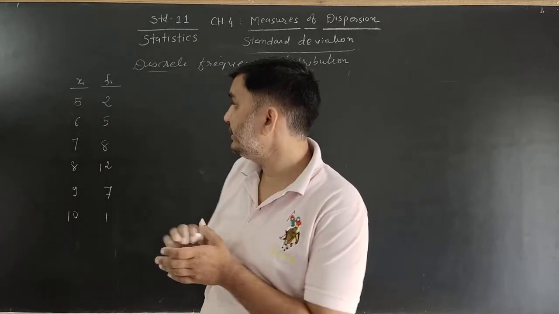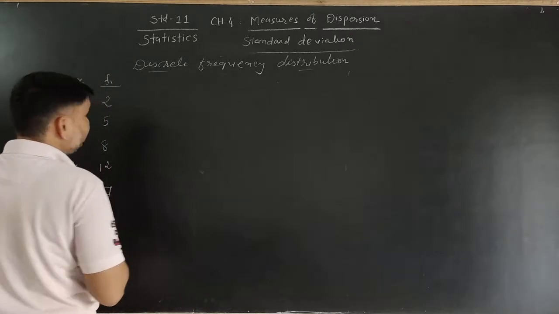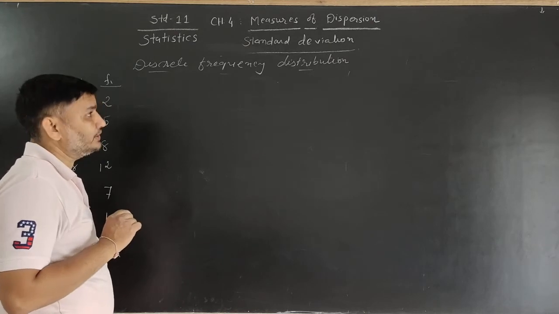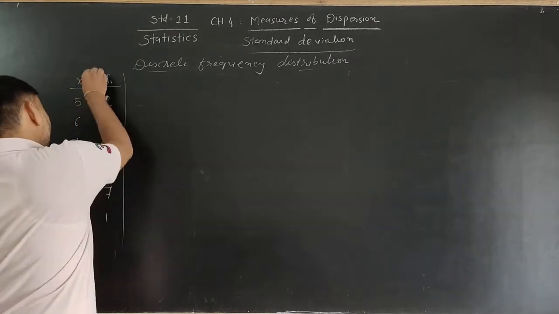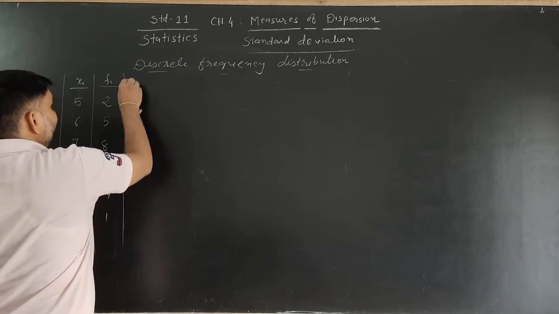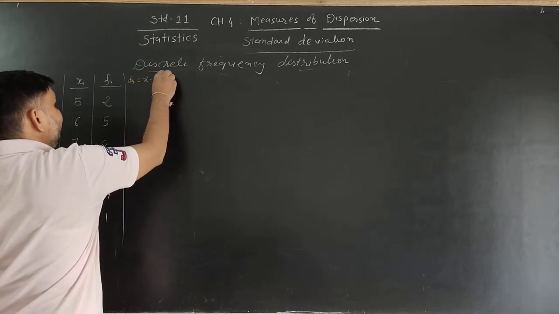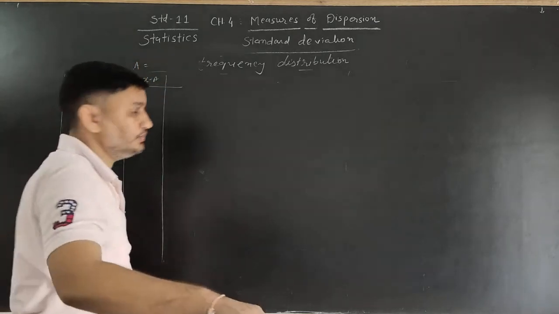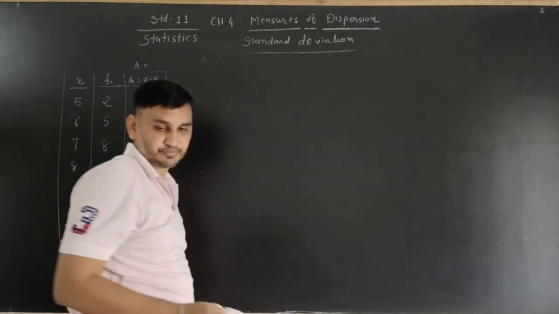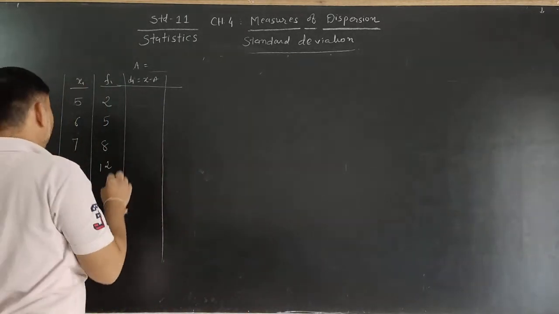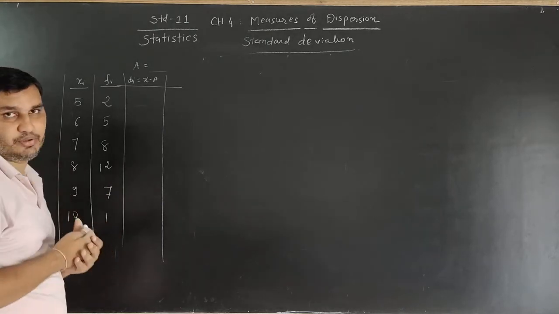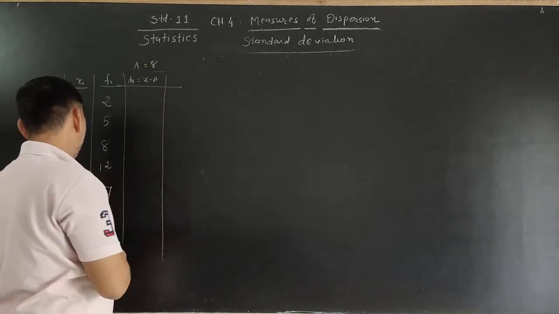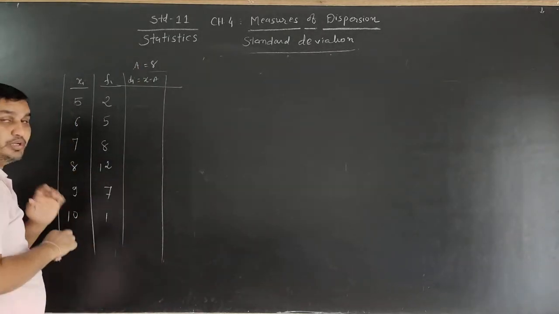But suppose you have to find it by the shortcut method. So approximate means you have to assume a mean. Assume mean is equal to a; you can assume anything. di is equal to xi minus a, and here a is equal to an approximate middle value. We can take 7 or 8 whatever, but 8 has the highest frequency, so I am considering 8.